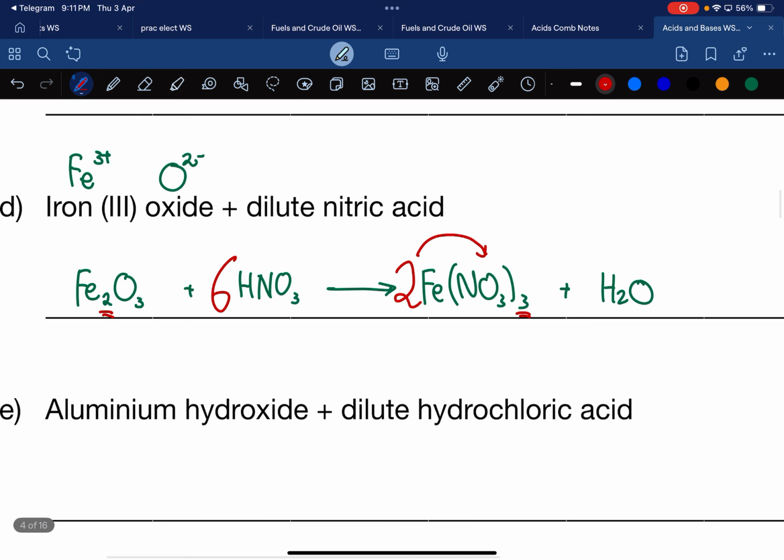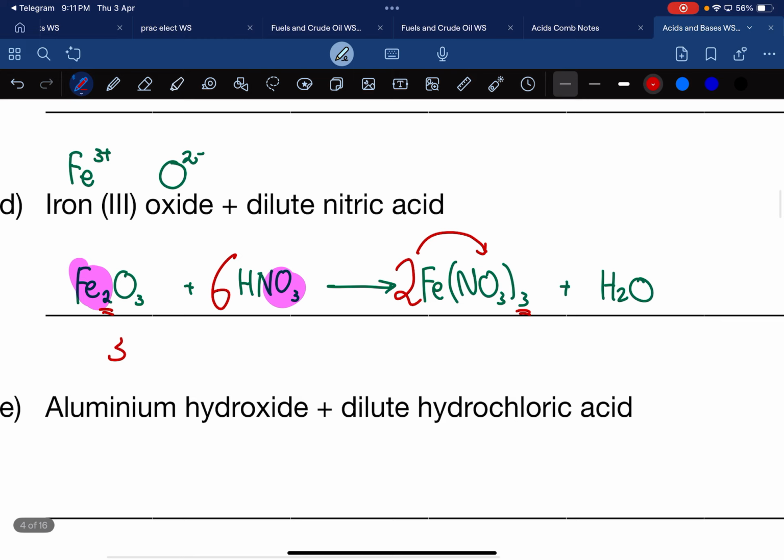Right now, I accounted for my Fe, and I accounted for my nitrates. I still have my hydrogen and my oxygen that's unaccounted for. 3 oxygen, 6 hydrogen. How many H2O? 3 times 2 gives you 6. 3 times 1 gives you 3. Like that.